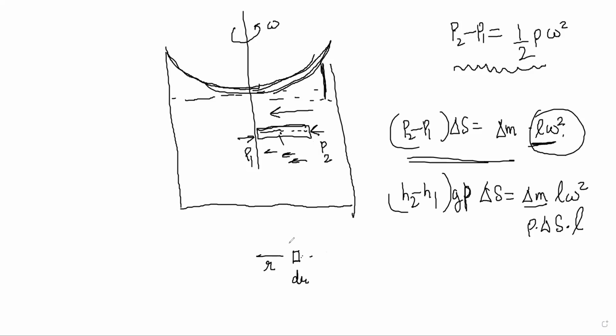You understand? This equation is not correct because here I have assumed one constant thing, constant acceleration towards the center, and that is wrong. So you have to actually integrate it and get the pressure variation. You can try that later.